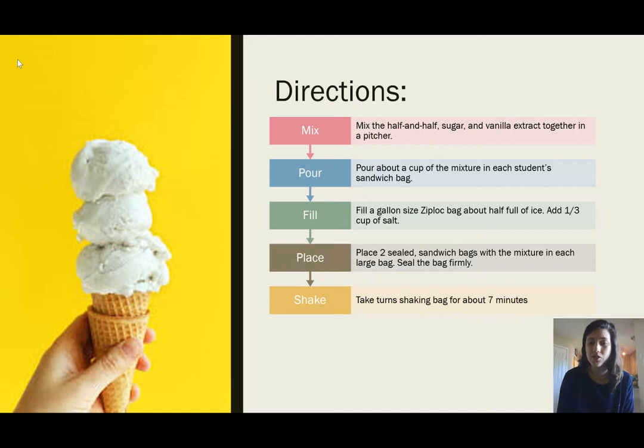On the next slide, I'm going to show you making my ice cream, but here are the directions written out. First, you're going to mix the half and half, sugar, and vanilla extract together in a pitcher or a bowl. Then you're going to pour about 1 cup of the mixture into a sandwich bag. Next, you're going to fill a gallon-sized Ziploc bag about half full with ice, add 1/3 cup of salt, and mix that together. Finally, you're going to place the sandwich bag with the mixture in the large bag and seal the bag firmly. Then it's going to take about 7 minutes, and you're going to take turns shaking the bag until your cream turns to ice cream.